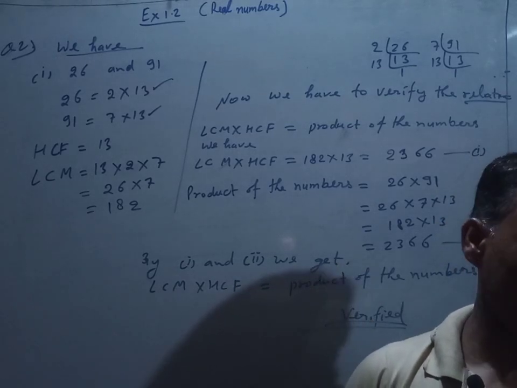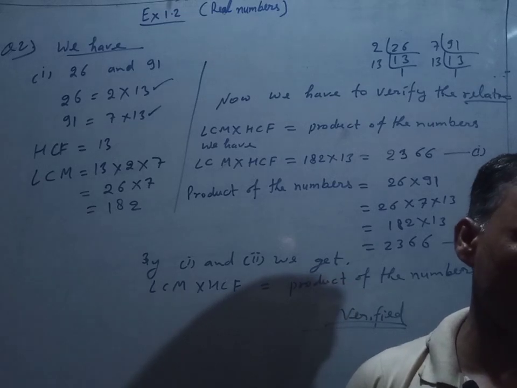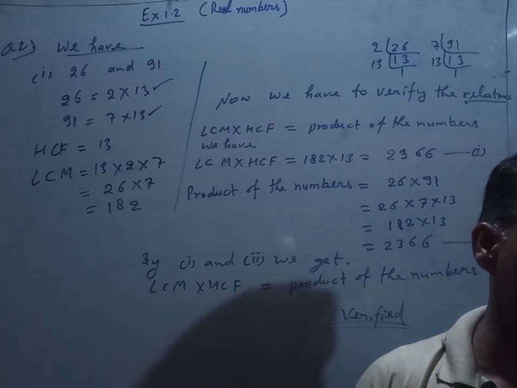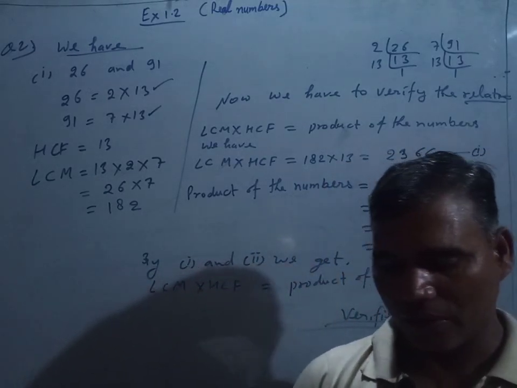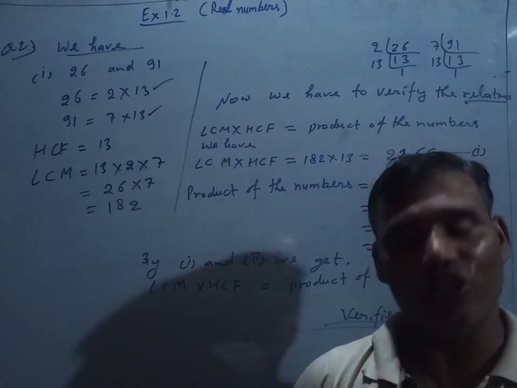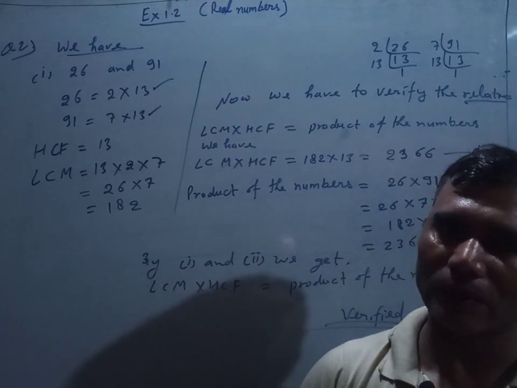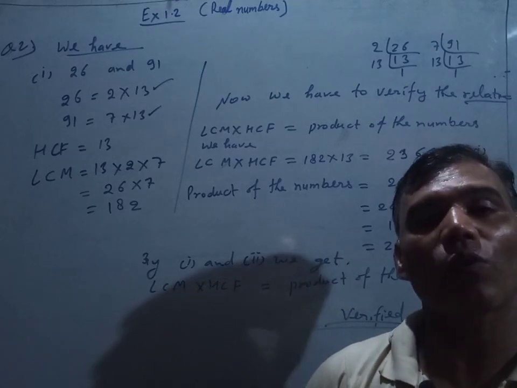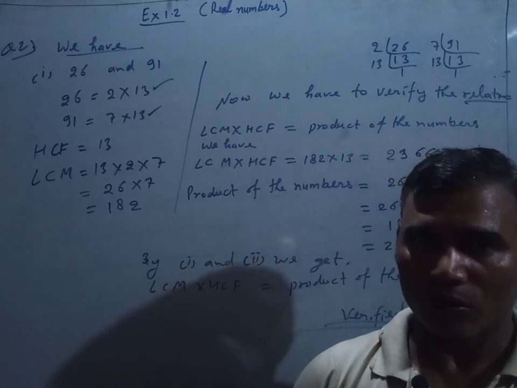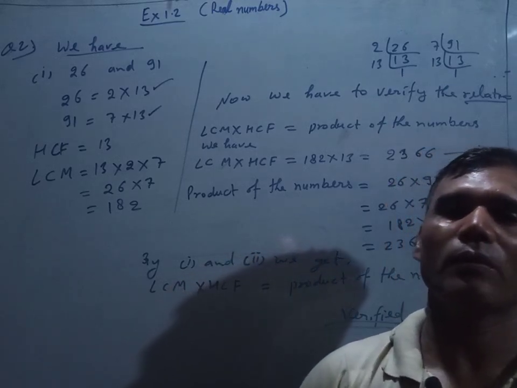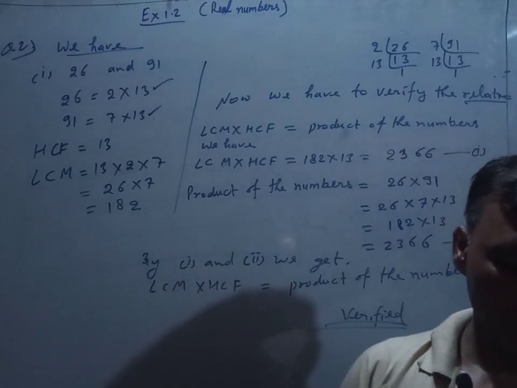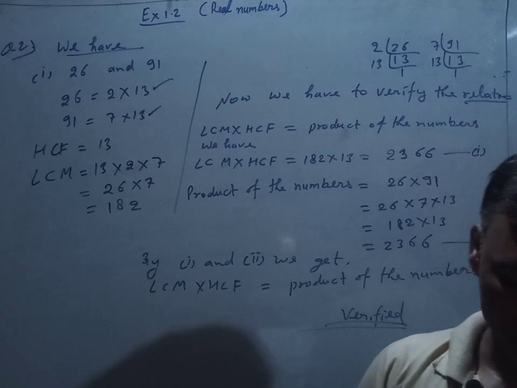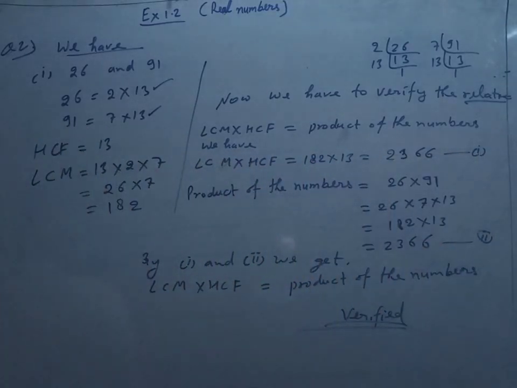Question number 3. Find the LCM and the HCF of the following integers by applying the prime factorization method. In this question, we have to find LCM and HCF by the prime factorization method. Students, if we have no common factor in the numbers, then we take HCF as only one. Okay students, so come to question number 3, first part.